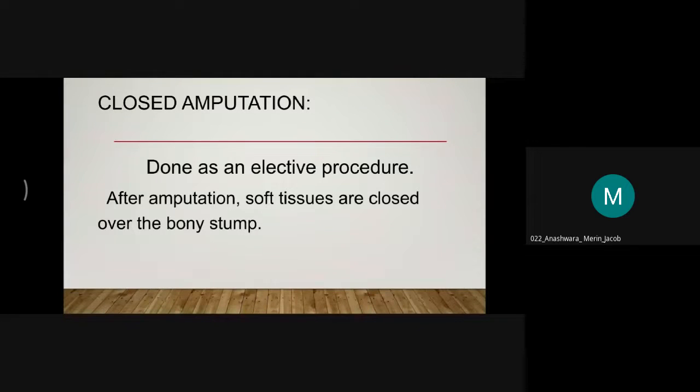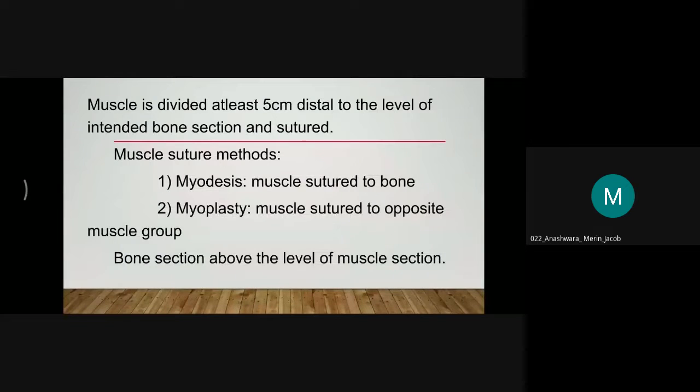If you are suturing a muscle to a muscle, from anterior to posterior, it is called myoplasty. If you are suturing a muscle to the periosteum of the bone, it is called myodesis. Right?